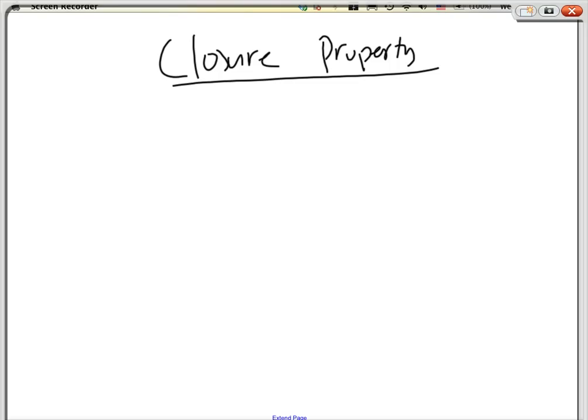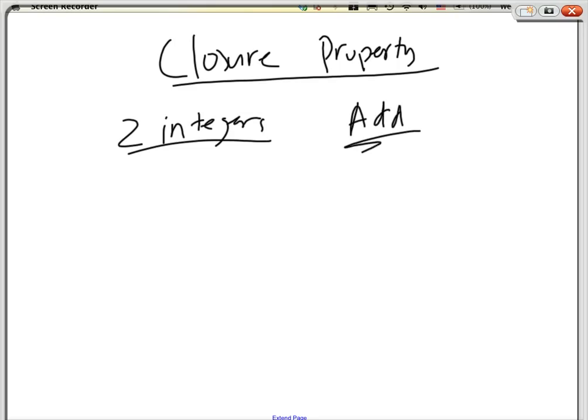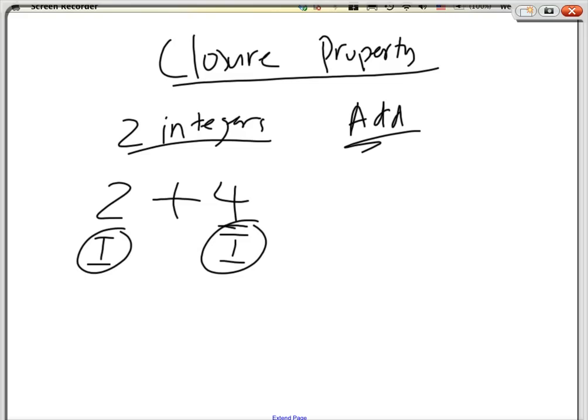Well, what am I talking about? For instance, I give you 2 integers, okay? And then I ask you to go ahead and add them together. So here are my 2 integers, 2 and 4. These are integers, right? Notice I'm using I for integers. If you take 2 plus 4, what do you get back? 6.